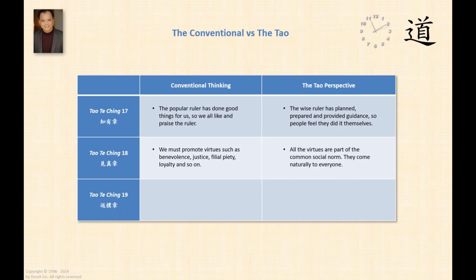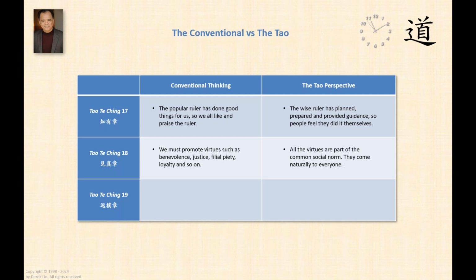Things are better and the way they should be when the people have returned to the Tao, or when the Tao is present and paid attention to in the world. Then all the virtues that we've been talking about, they are simply parts of the common social norm. They come naturally to everyone. Why is this aligned with the Tao? Why is it closer to the Tao? Because it lasts. This can be lasting precisely because it is natural.